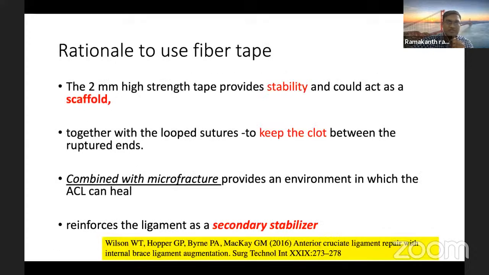The rationale of using the fiber tape is that it provides stability and could also act like a scaffold. So together with the loop suture, it can hold the clots better and help in the healing. When it's combined with microfracture, it helps ACL healing, and also reinforces as a secondary stabilizer for the repair.